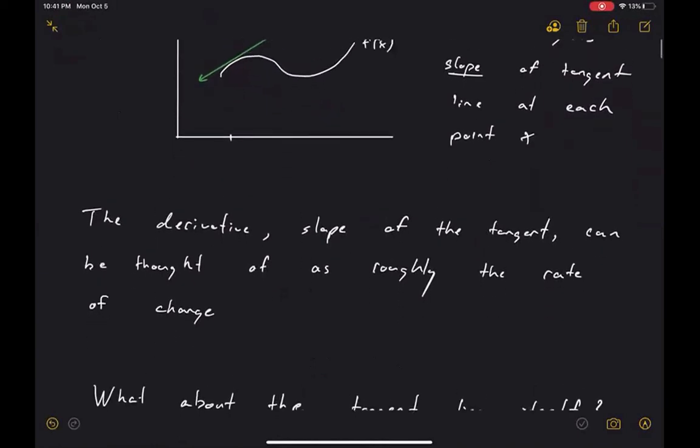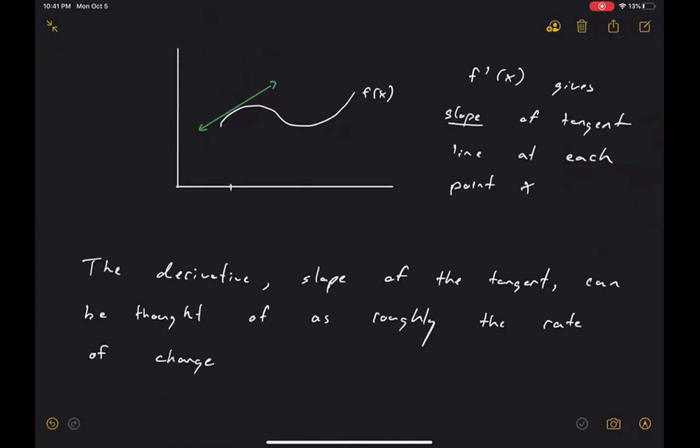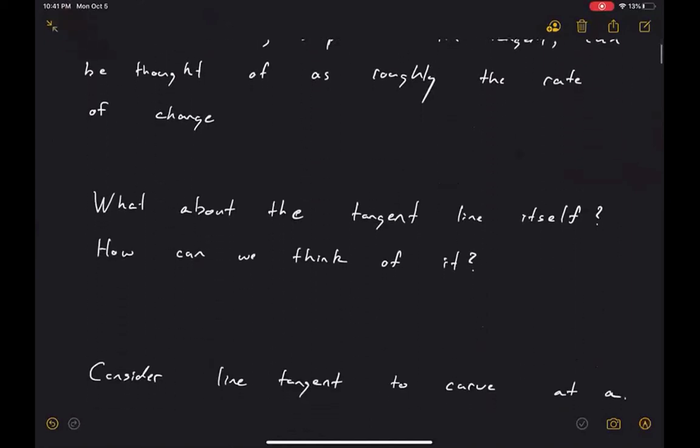And the slope of the tangent line is roughly the rate of change of that function at that point. If I consider this tangent line at the point A, and it's got slope, let's say 2, well, that means at that point the rate of change of my function is about 2, meaning if I go over by a little bit of x, I should go up by 2 times x vertically in my function value. But what about the tangent line itself? And how can we think about that tangent line?